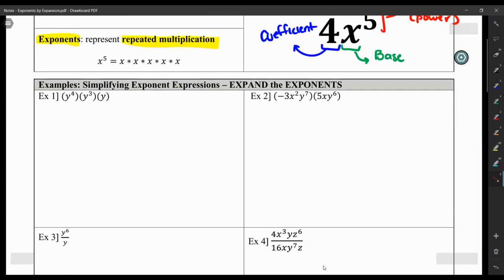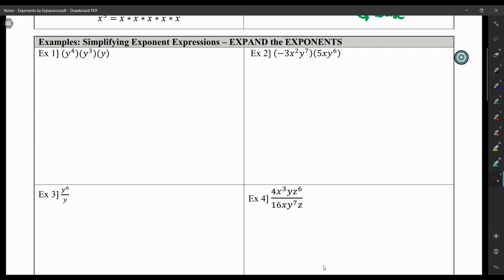We're going to be simplifying expressions with exponents and different bases by using what we call expansion. We're going to break apart the exponent and put it into the longer format of y times itself or x times itself, or whatever the case may be. So for example 1, we are going to expand this out in order to simplify. We're going to make it look more complicated and then break it back down.